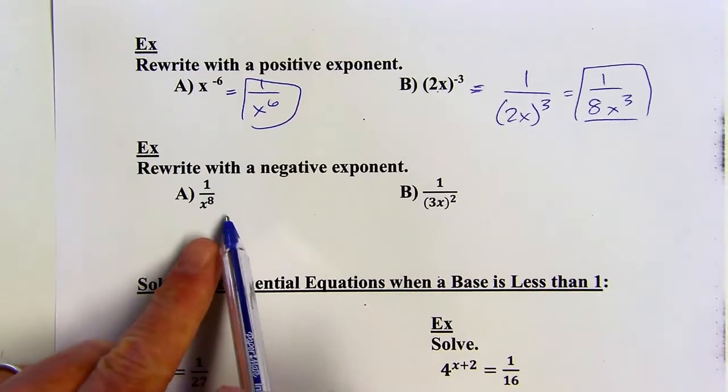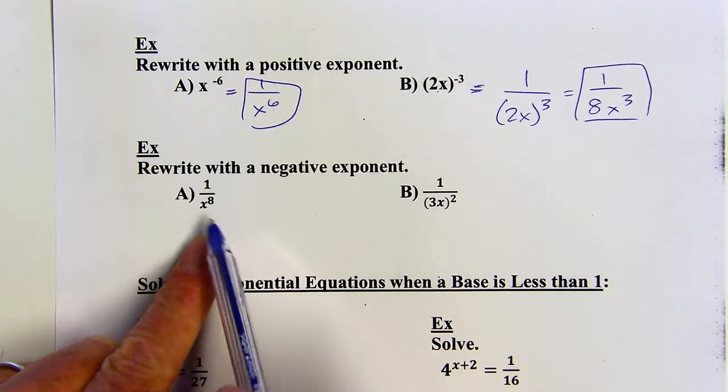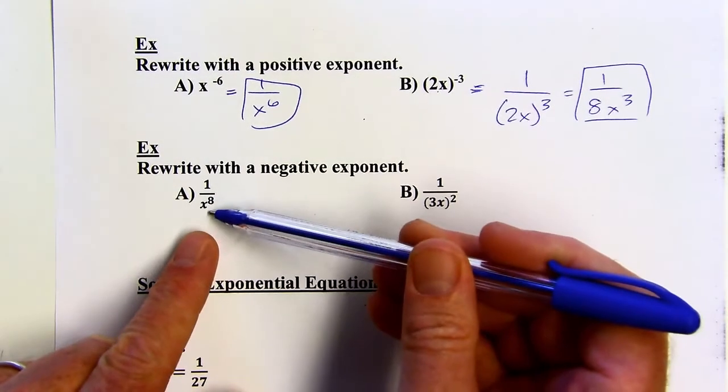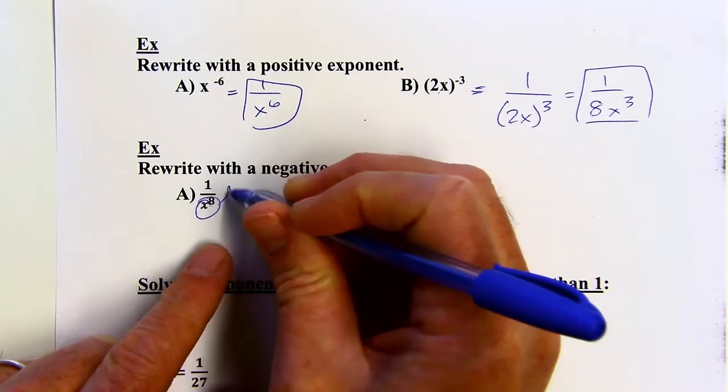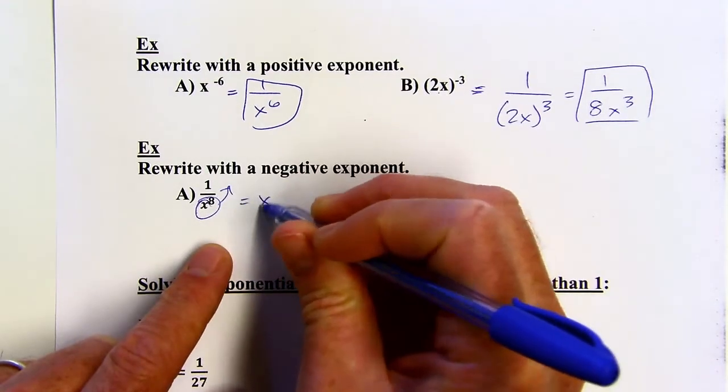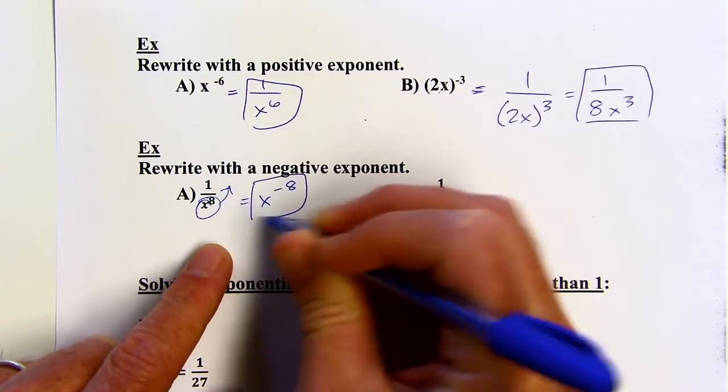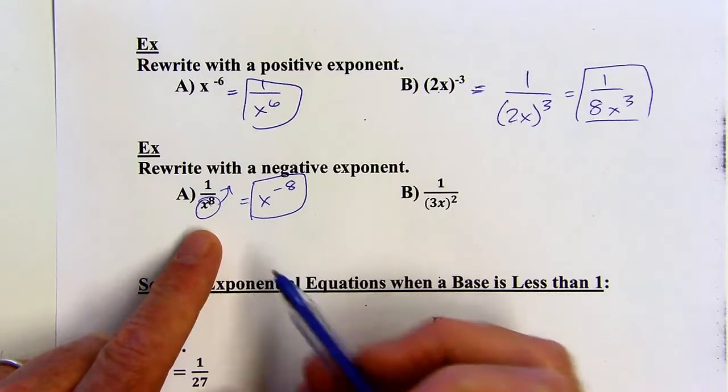So you can do this in the opposite direction. 1 over x to the 8th. Well, if I move this x to the 8th up into the numerator, then it's going to become x to the negative 8th, right? So if you wanted to write that with a negative exponent, it would look like this.